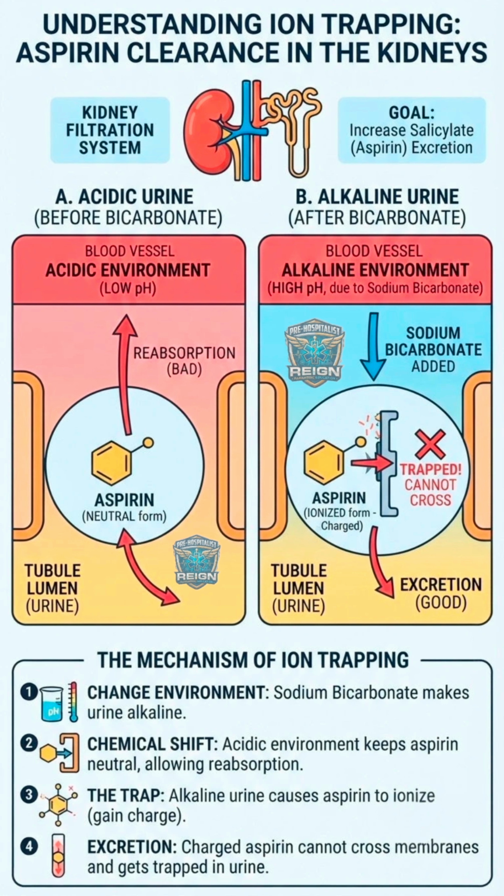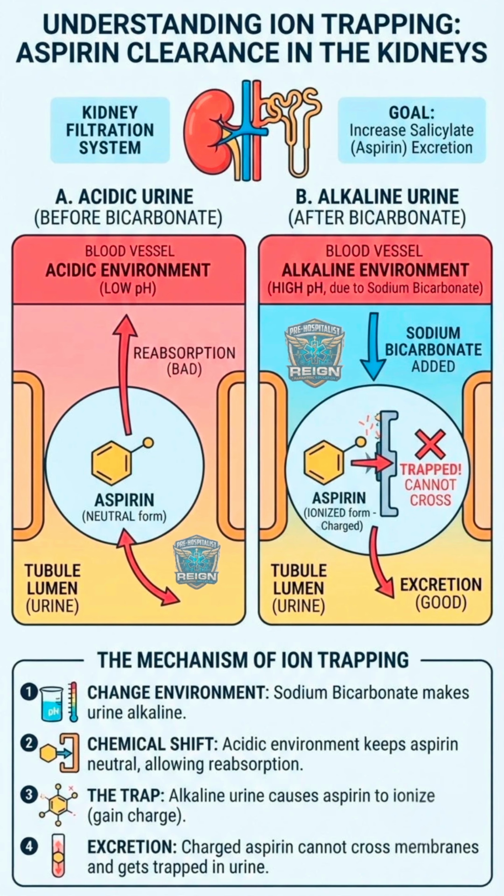Why the kidneys are the key? The kidneys are essentially a high-tech filtration system. They are constantly adjusting the pH of the urine to keep the internal chemistry stable. The blood/urine barrier: think of the kidney cells as a security gate. They only let certain molecules pass back into the blood. Bicarbonate's role: by changing the rules at the gate, the pH, we can effectively trick the kidneys into dumping substances they would normally try to hold on to.